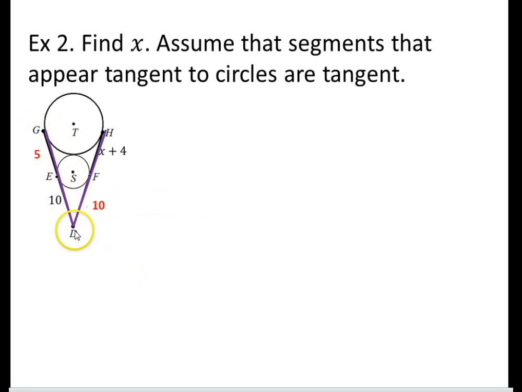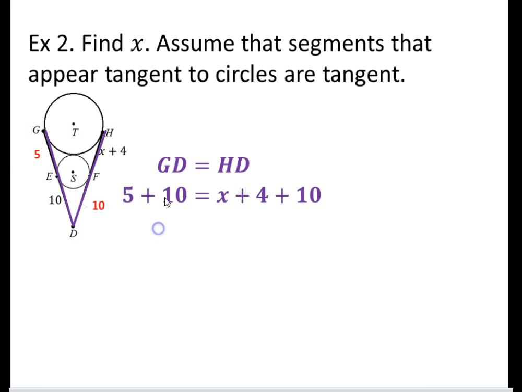Now we can look at the two longer tangents. GD is also the same size as HD because they're two tangents drawn from an exterior point. The length of GD is 5 plus 10. HD is X plus 4 plus 10. So that simplifies to 15 equals X plus 14. Subtract 14 from both sides and you get X equals 1.